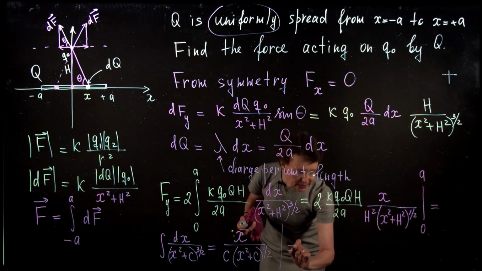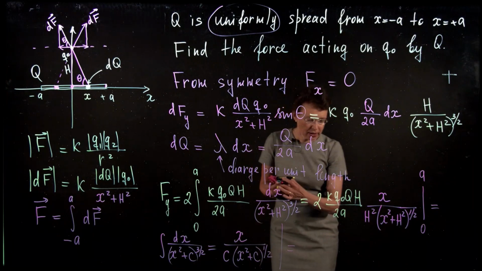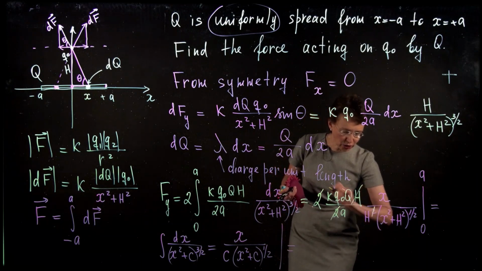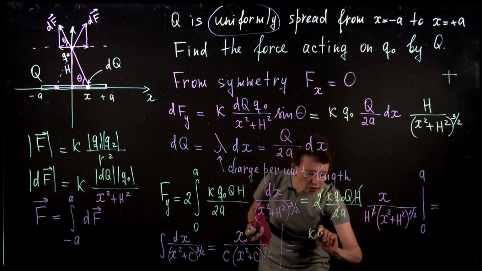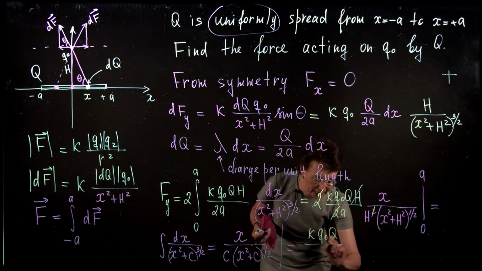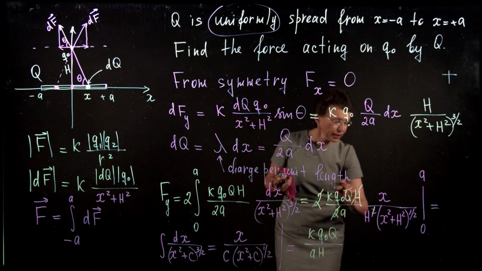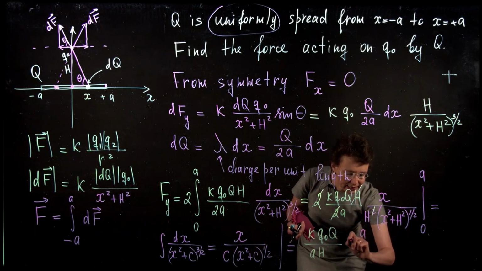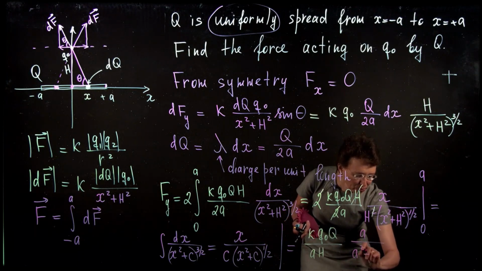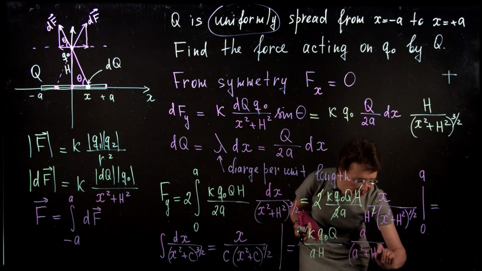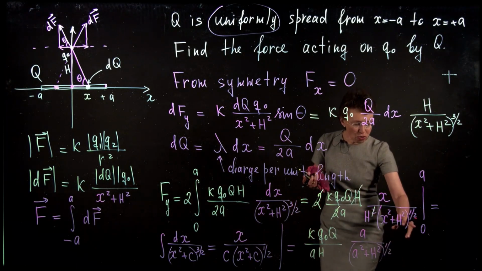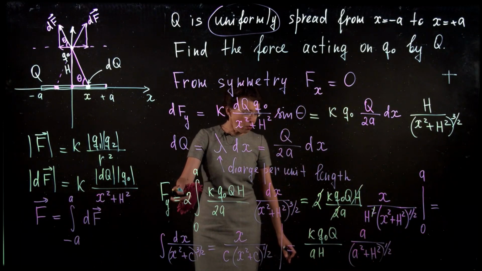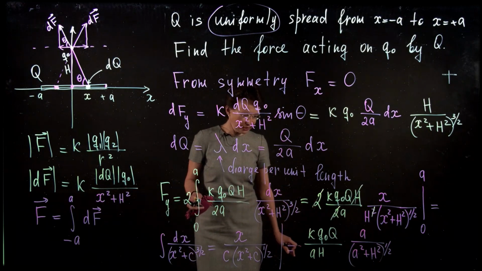Now we plug in these limits. I rewrite constants. Let's simplify it. 2 and 2 cancel out. Then h and h squared. So I have k q naught q divided by a h. And then the upper limit gives me a divided by a squared plus h squared to the 1/2. And the lower limit gives me 0, because x is 0. And this is our Fy component of the net force.